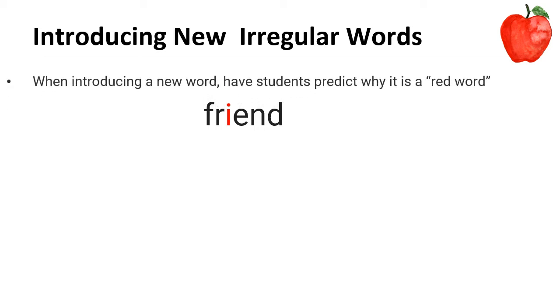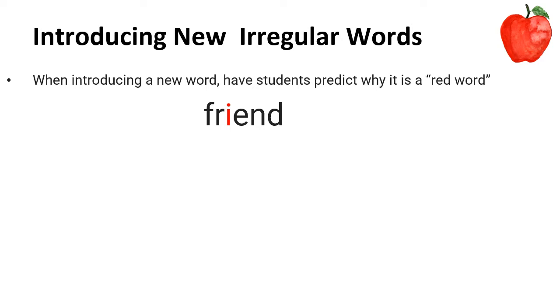When introducing new words to students, I like to write the word up on the board, make it presentable to the kids, and then ask them why they think it's a red word, because we really want them paying attention to the part that's not predictable, the part they can't sound out. So for instance, in the word friend, I would write that word up on the board and say, why is this a red word? And they would look at it, and most of them can see pretty easily that you can't hear the I. And so by getting the students to really pay attention to what's not regular will help them remember that one piece.